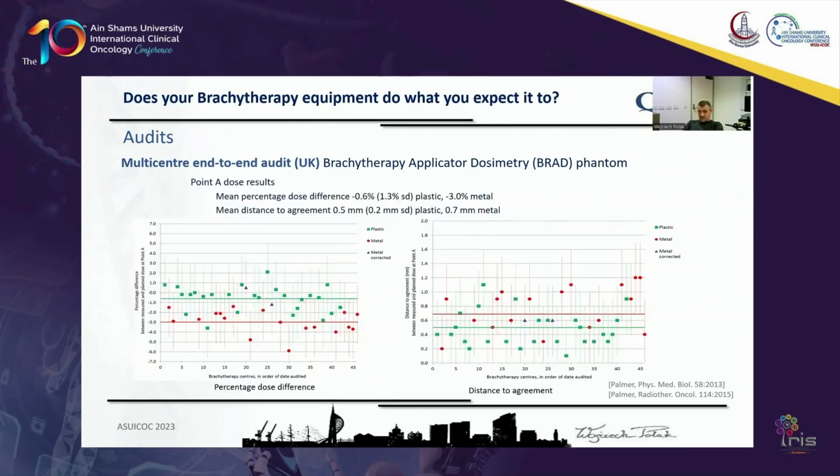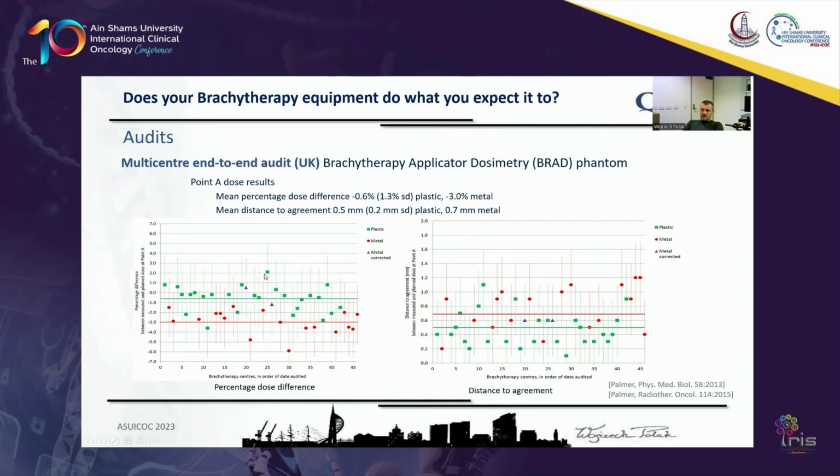7 weight 8. So those are the results: the mean percentage dose at point A was about -0.6% and -3% for the metal applicators, and the distance to agreement was about 0.5 to 0.7 millimeters. So actually not that bad, but there were centers that were about 6 and 5% off in the point A prescription.